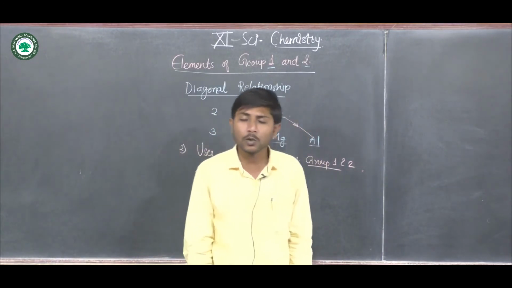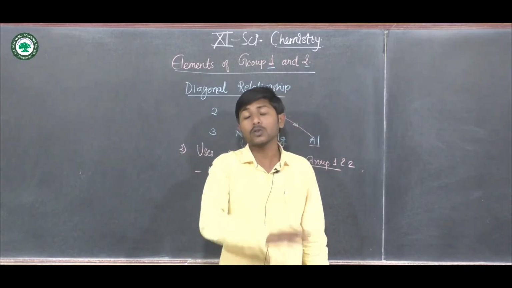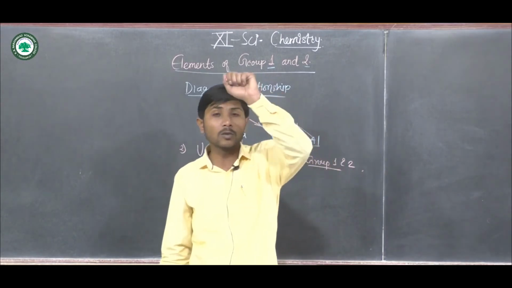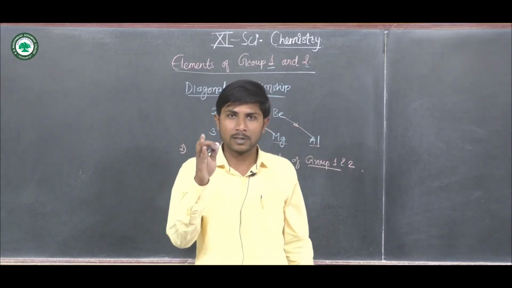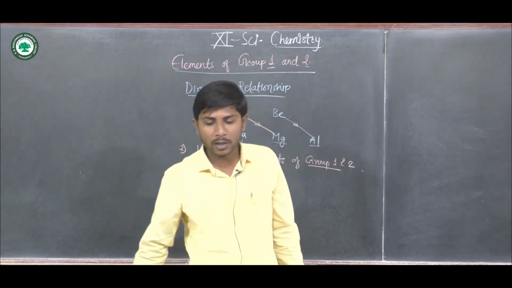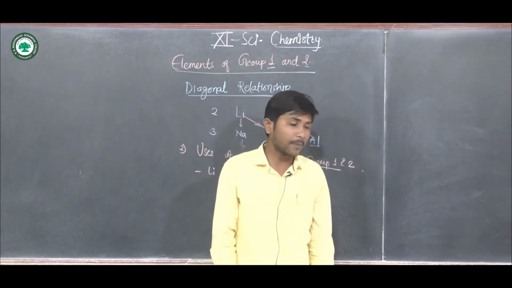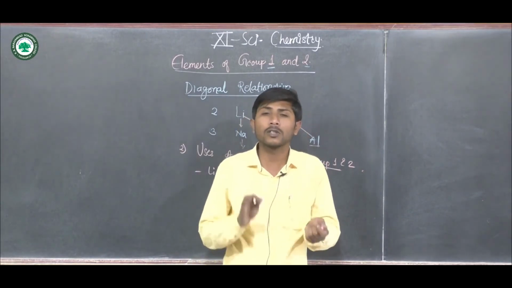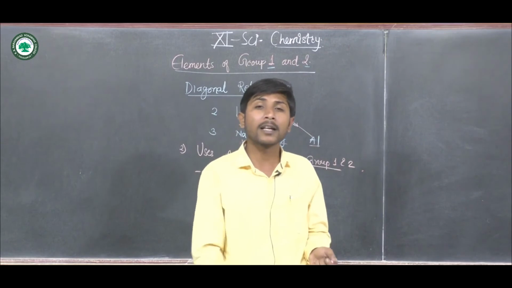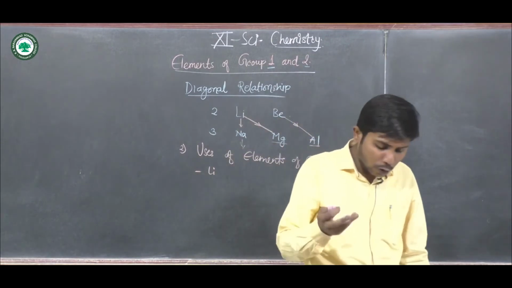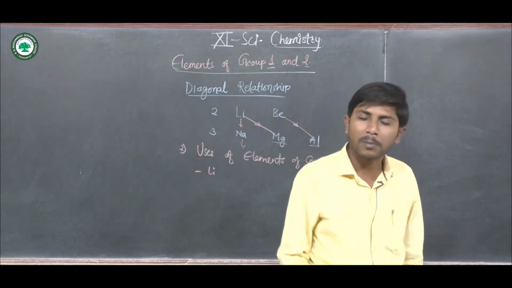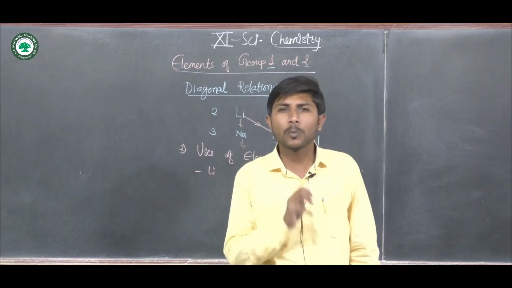That liquid sodium metal is very much useful at the nuclear power station, as it is used for the transfer of heat. Another, potassium: when it reacts with chlorine, it forms potassium chloride, which is a very good fertilizer. Potassium is also used for the preparation of potassium superoxide.